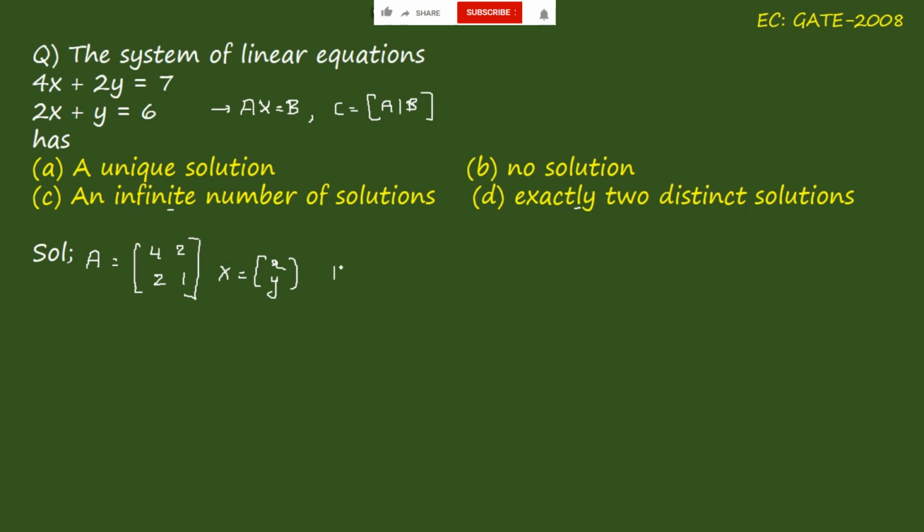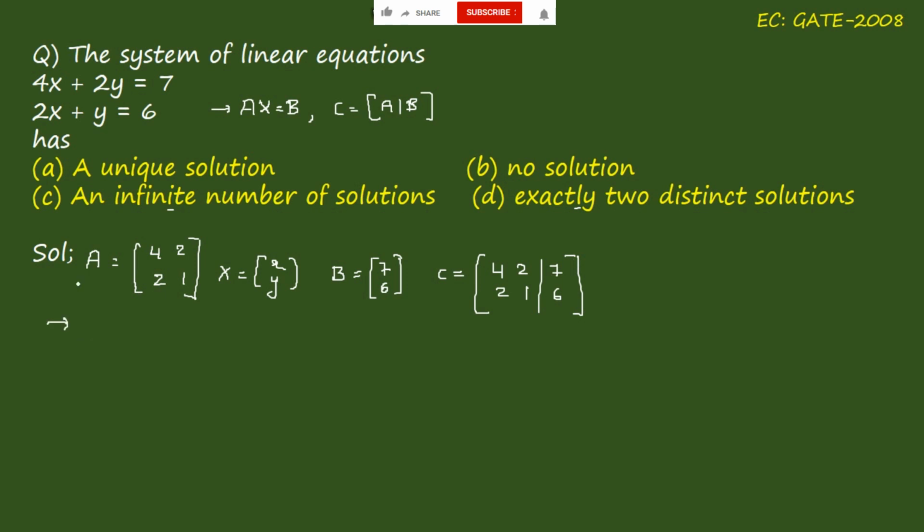And b is equal to 7, 6. And coming to c value, it is the combination of a and b. So it becomes 4, 2, 2, 1, and 7 and 6. These are the values we got. So first we'll find the rank of each of them. For this one, we'll be substituting the values such that we get zeros in a row.